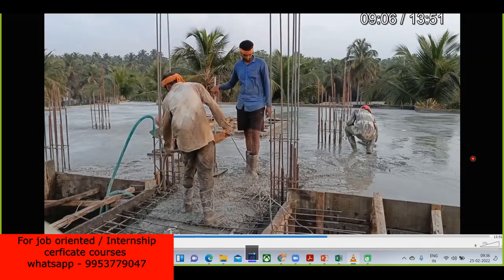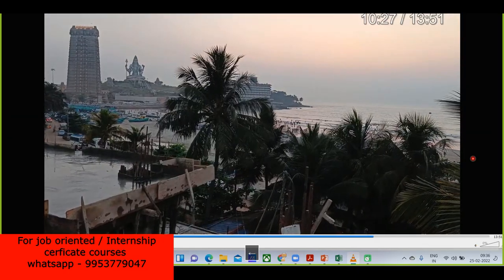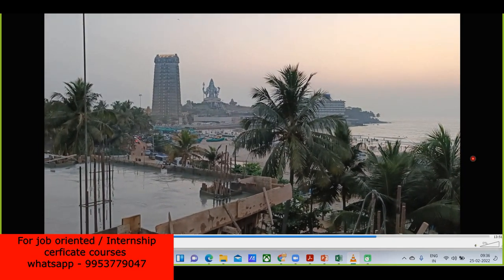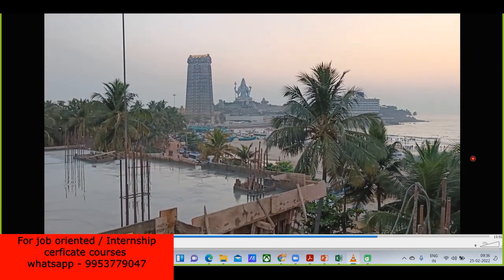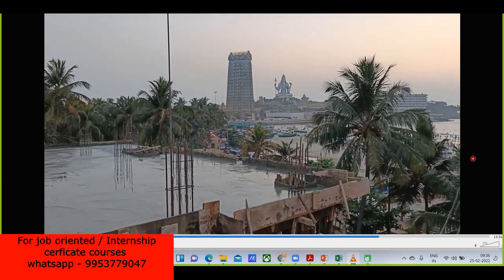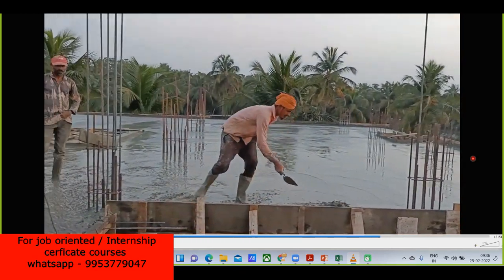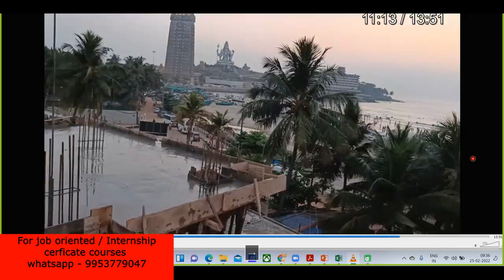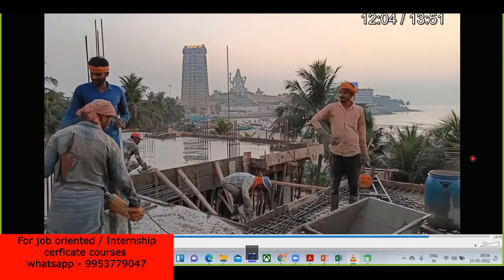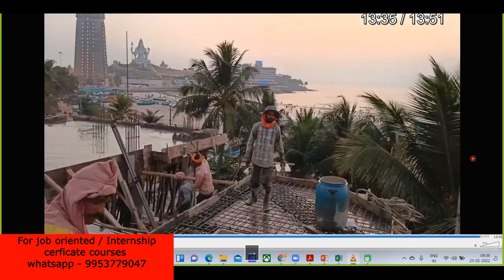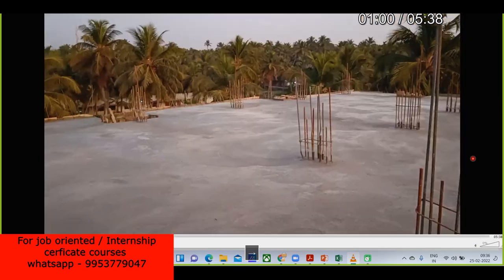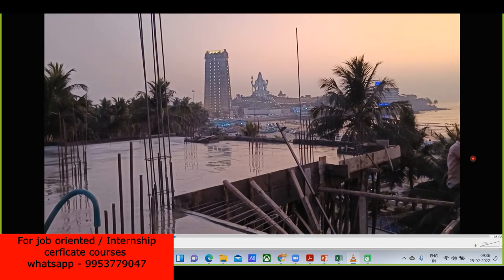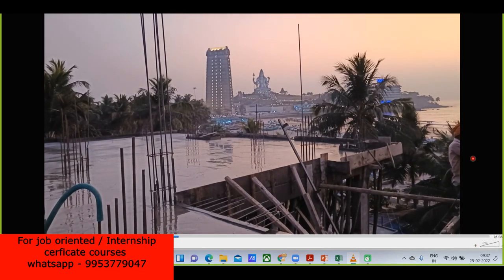So we'll go forward a bit. Yeah, even sunset is also done, and they switched on the lights to the Gopur. So we'll go forward and we'll come to the last part of this slab concreting. So right now it is around 6:30 in the evening, 6:30, 6:45, and even this part is also done.